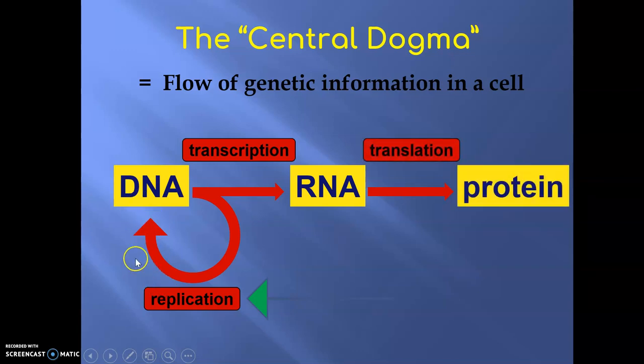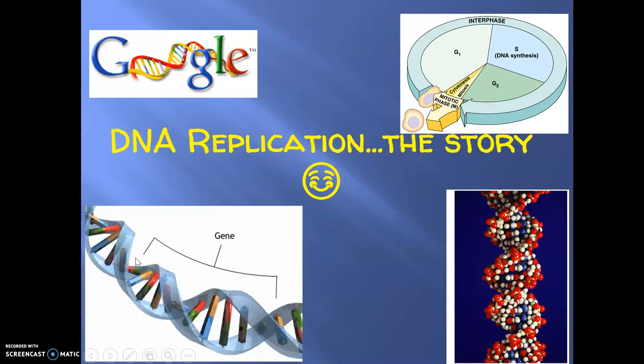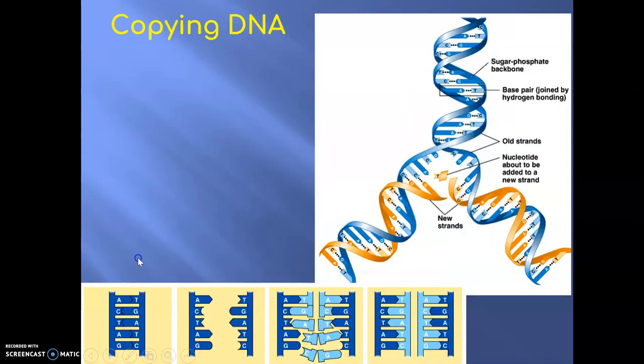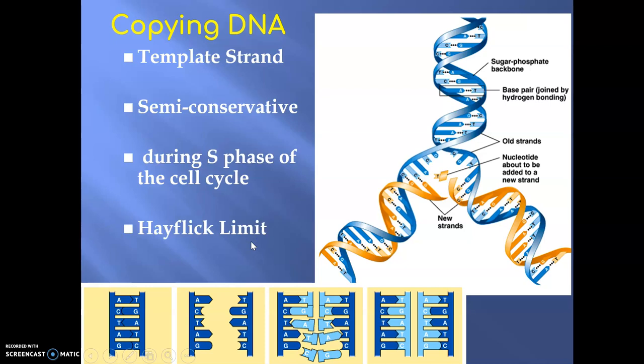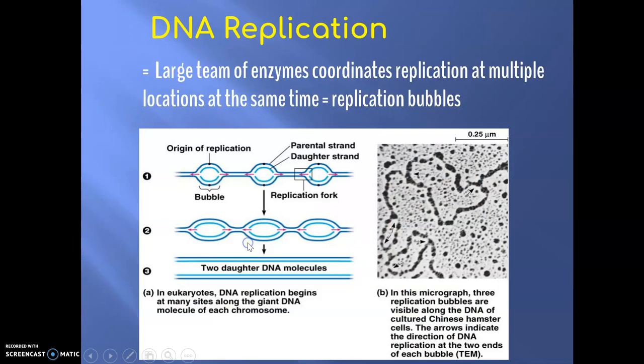So we're going to start with replication. Always remember replication happens during S phase in interphase. So copying the DNA, you have to have a template strand. That template strand is the thing that we are going to use as the base for replicating. It is a semi-conservative process. It happens during the S phase of the cell cycle, and there's a Hayflick limit. I'll go over what all of that means with the telomeres.